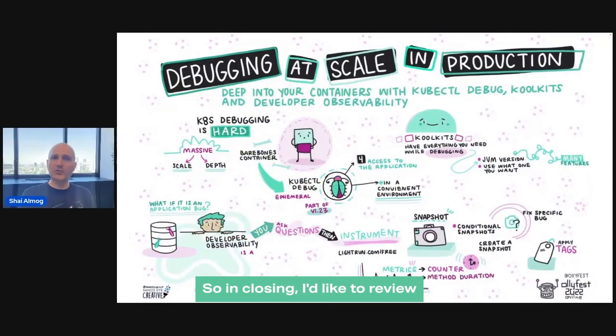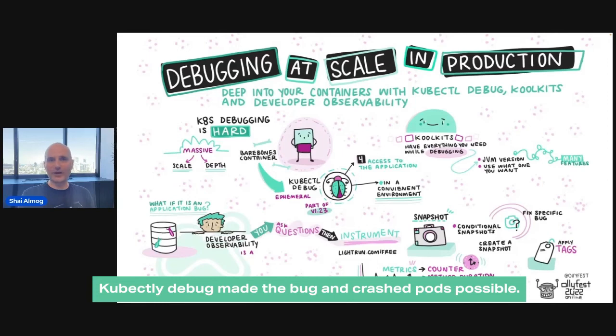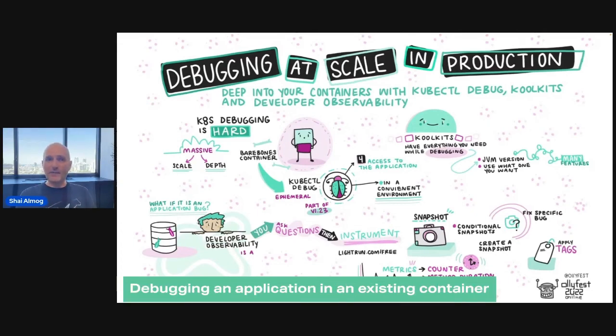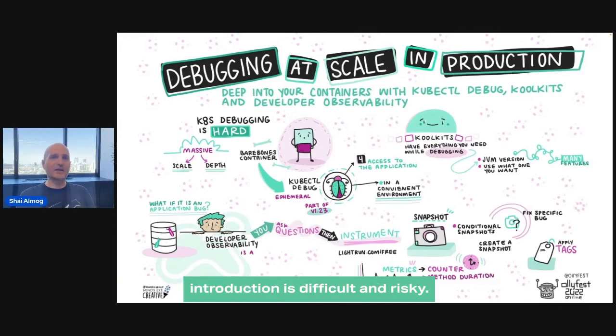So in closing, I'd like to review some of the things we discussed today. kubectl debug made debugging crashed pods possible. It also made it possible to debug a pod based on a barebone image. KoolKits made the kubectl debug easier to use with pre-installed tools. Debugging an application in an existing container in production is difficult and risky. Finally, Developer Observability made deep, secure, read-only, real-time debugging at scale easy.